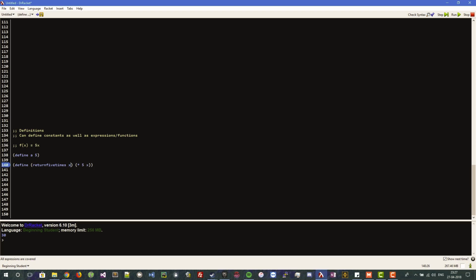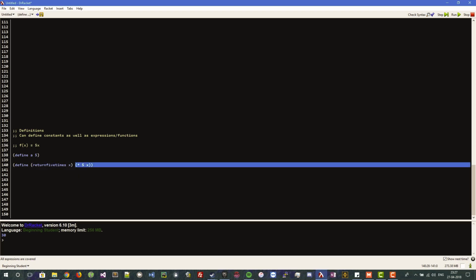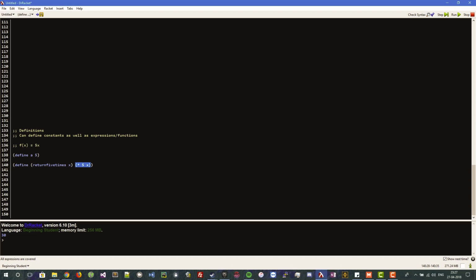So define takes in 2 arguments itself, always. Define takes in a name, either a variable name, or a function name with all the parameters it's accepting, and it takes in either their value or an expression for them. So now if I do f of 10 and run this, it's going to give me 50. And I can do f of a over here, it's going to give me 25. f of 100 gives me 500.